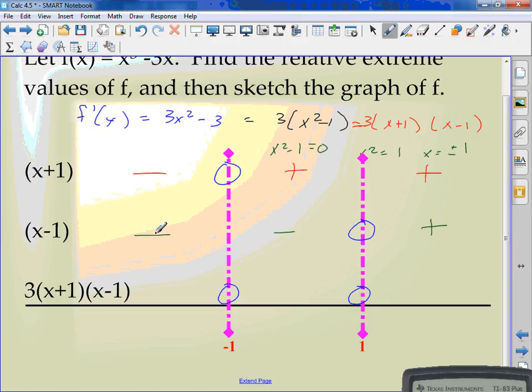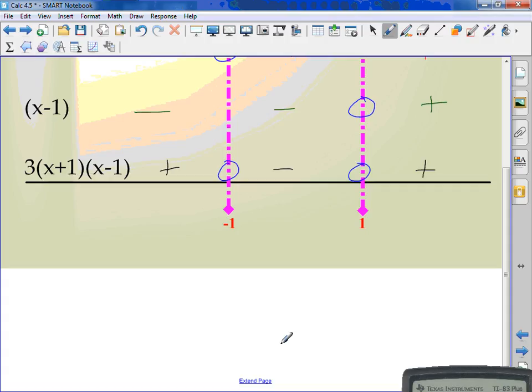What's a negative times a negative? Positive. That's 0. Positive times a negative. Negative. Positive times a positive. Positive. What this means, I don't care anything above this now. Positive means the graph goes up. Negative means the graph goes down. Positive means the graph goes up. This is a relative max. This is a relative min.